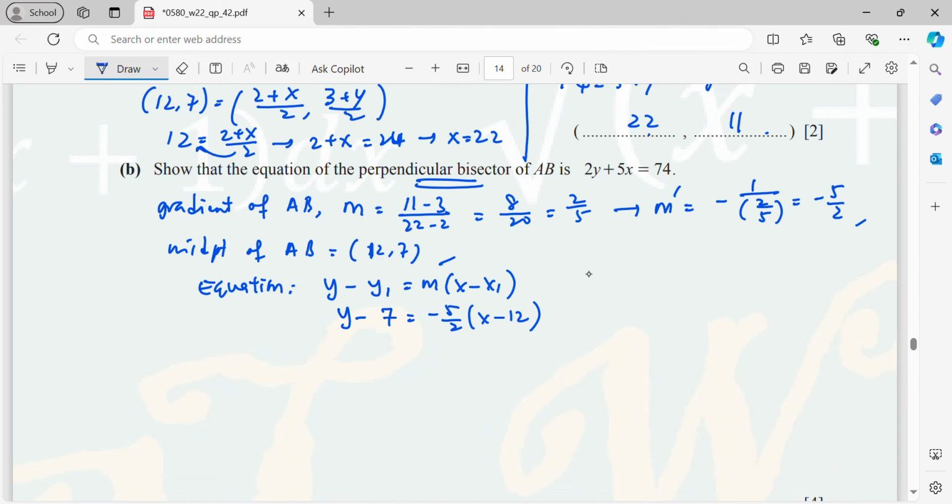And now you times 2 to the whole equation. So I get 2y minus 14 equals minus 5x plus 60. Therefore, rearrange to get this. So 2y plus 5x, the minus 14 move to the other side, becomes 74. So shown.